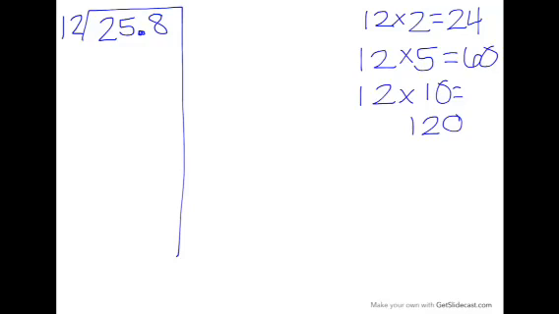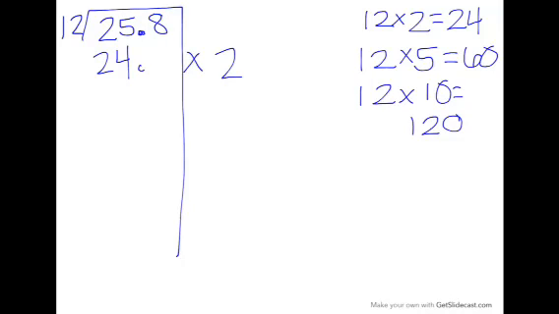All right, now we're going to try another problem. 25 and 8 tenths divided by 12, and I went ahead and did our easy breezy facts. So let's look here. Let's just look at the numbers before my decimal. My number before my decimal is 25, and I'm looking at my facts, and I know that 12 times 2 is 24. So that's really close. So I'm going to do 12 times 2 is 24.